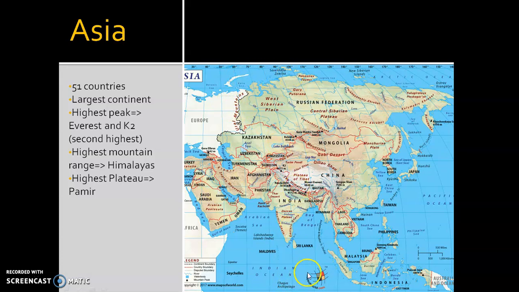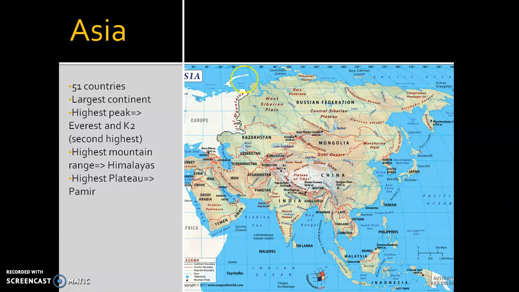On the south you have got the Indian Ocean. So this from here to here, and from here to the south to here, this is the continent of Australia, but up to here this is Asia. So it is the largest continent in the world. It has got 51 countries in all.